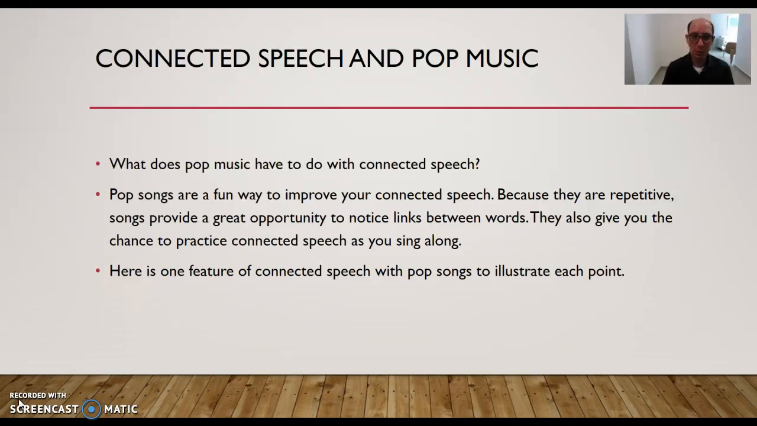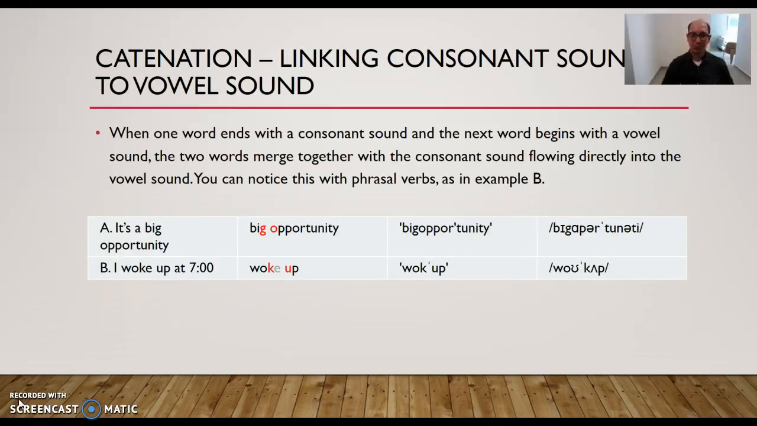The topic is called catenation. Catenation is like linking words, linking consonant sounds to vowel sounds. When one word ends with a consonant sound and the next word begins with a vowel sound, the two words merge together, with the consonant sound flowing directly into the vowel sound. You can notice this with phrasal verbs, as in example B.